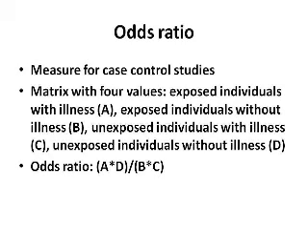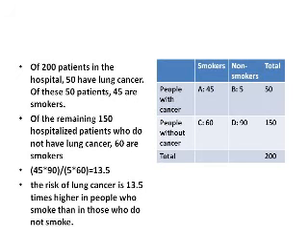Now, how do we calculate the odds ratio? Well, we would multiply A times D divided by B times C. So let's take a look at a more specific example. We have the matrix there. So we have people with cancer and people without cancer. We have smokers and we have non-smokers. So let's take a specific case.